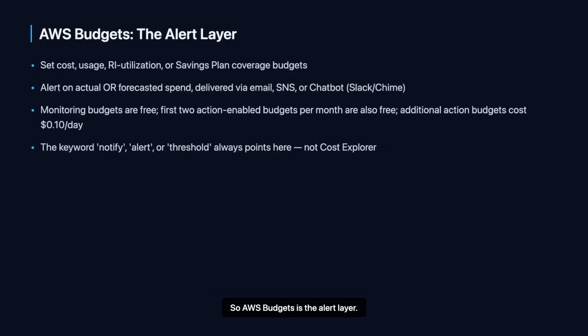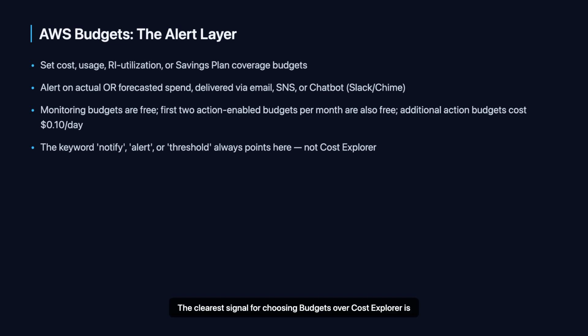So Amazon Web Services budgets is the alert layer. You can set budgets on cost, on usage, on reservation utilization, or on savings plan coverage. It alerts on actual or forecasted spend and delivers that alert by email, by SMS, or through chatbot into Slack or Chime. On pricing, monitoring and notification-only budgets are always free. Action-enabled budgets get a small free tier too. Your first 2 action-enabled budgets each month cost nothing. Beyond those 2, each additional action budget runs 10 cents per day.